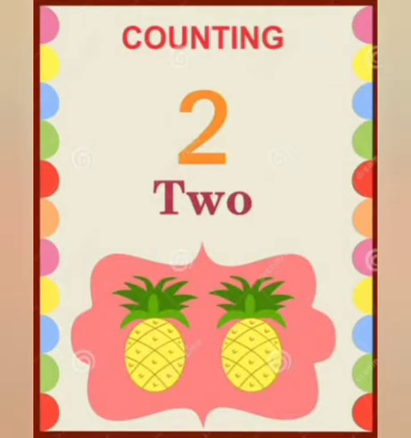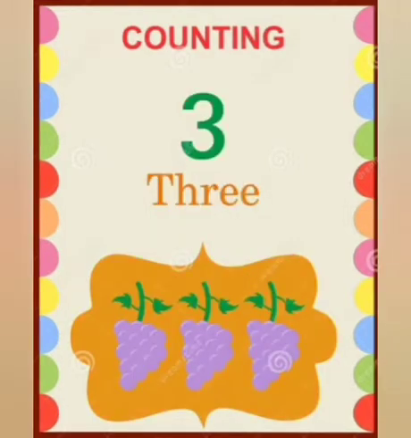Next number is 2. 2 pineapples. How many pineapples are there? 2. 2 pineapples. Which number comes after 2? Number 3. 3 grapes. How many grapes are there? 3. 3 grapes. Very good.